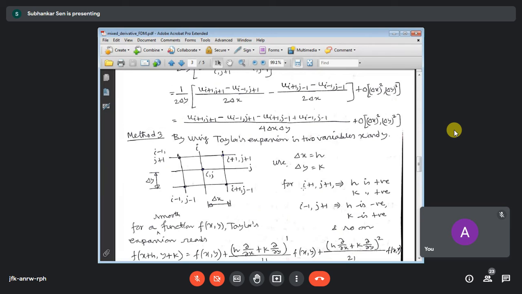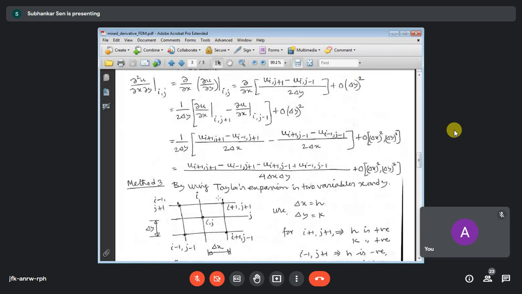Now for i plus 1 and j plus 1, this is x plus delta x, this is y plus delta y. So both are positive. And here this is x minus delta x and y minus delta y. So h and k both are negative. Now what is our objective in this Taylor's method?